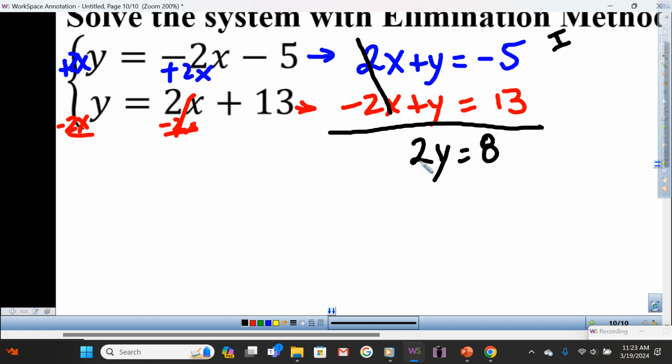Third step, solve for the remaining variable. What do we do there? Tell your neighbor. Divide by 2, divide by 2. Y equals 4.